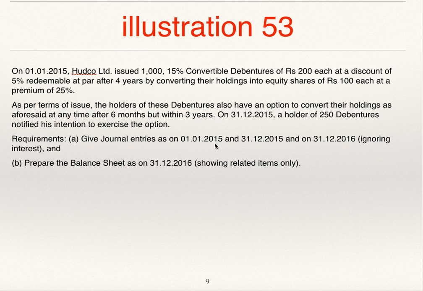Give journal entries on 1/1/15, that is issue of debentures, as on 31st December 15, that is when this conversion took place, and on 31st December 16, ignoring interest. Prepare balance sheet as on 31st December 16, showing related items only. You cannot prepare full balance sheet. Whatever items we know, that only we can show in the balance sheet. So that is why it is given as related items.